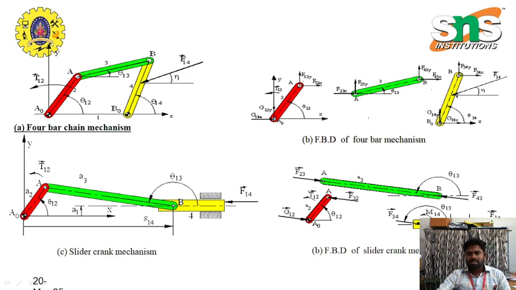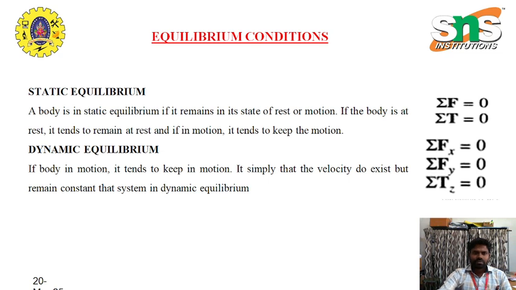The next one is the slider crank mechanism. Similarly, we have the crank and connecting rod, and this is the free body diagram of the slider crank. We know the crank is the rotating element, and it also produces the torque, and it has the equal and opposite forces F32 and F12. Similarly there is the connecting rod, and we have a slider.